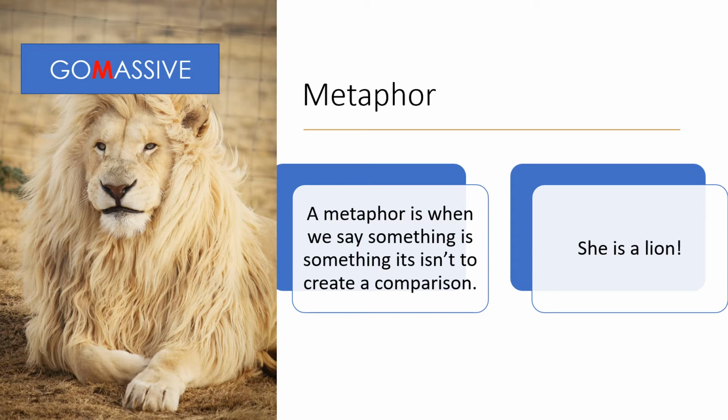Next, we have a metaphor. A metaphor is when we say that something is something it isn't to create a comparison. So we'll say something like, she is a lion. A fantastic way of looking at this is that metaphors and similes are a great way of showing how we understand the world by making these comparisons. But just in the form of a metaphor, it's when we say that something is something else to create that really strong comparison. That's what a metaphor is.